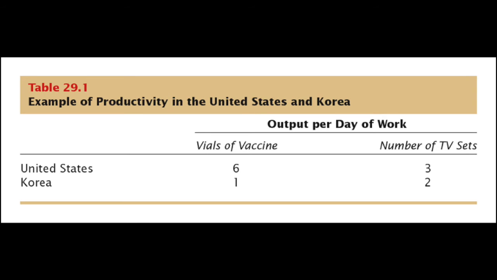If the countries choose not to trade with each other, the exchange between vaccines and TV sets will be the opportunity cost of production in each country. A TV in the United States will sell for 2 vaccines, while the TV set in Korea will sell for half a vaccine. Similarly, a vaccine in the United States will sell for half a TV set, while the vaccine in Korea will sell for 2 TV sets.